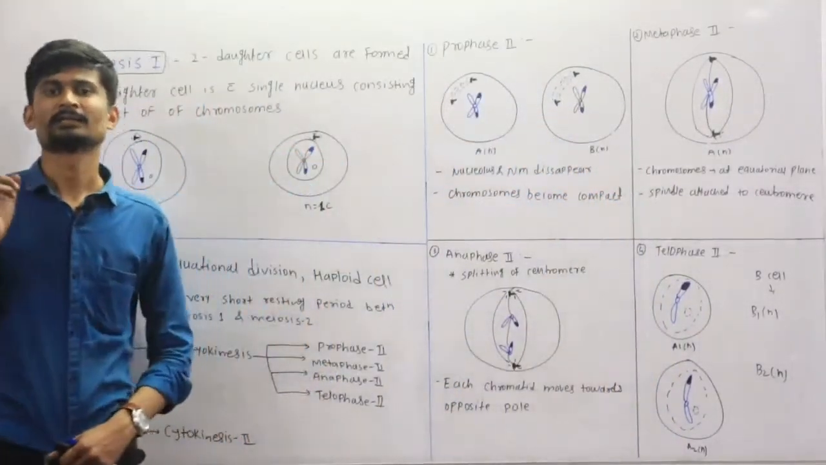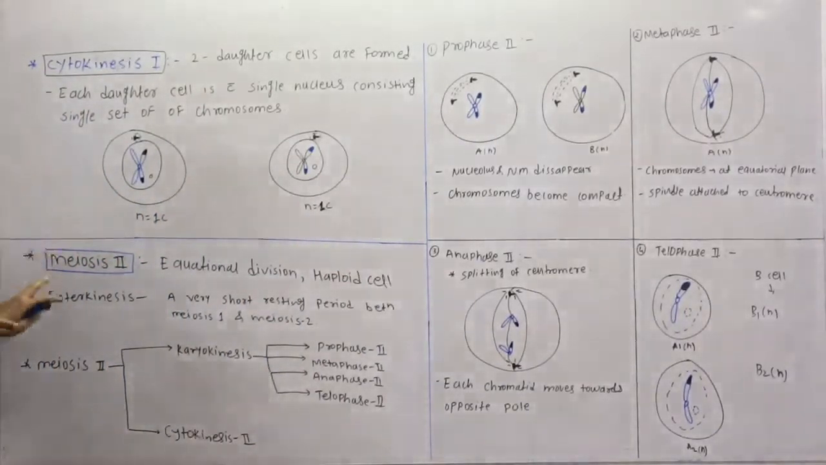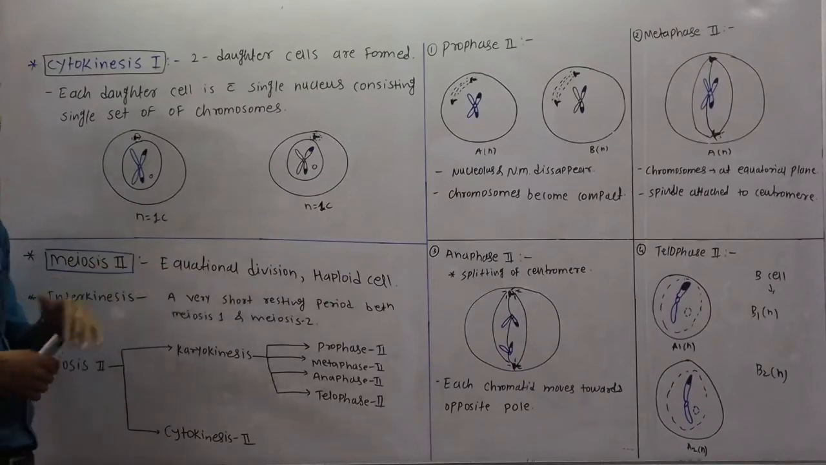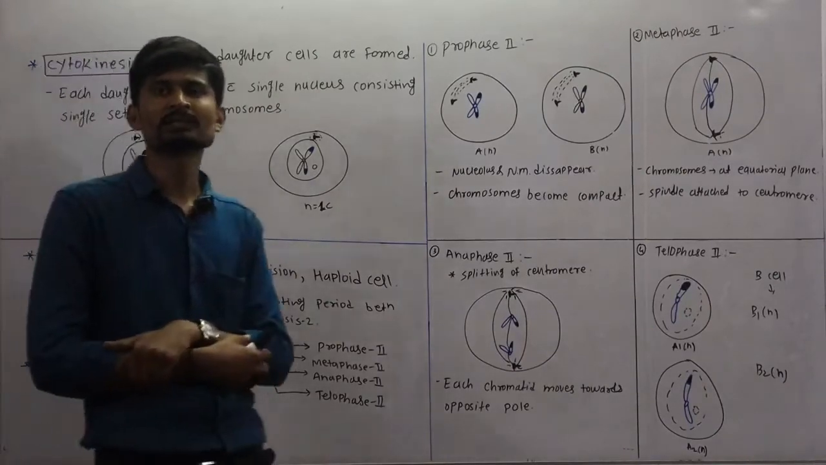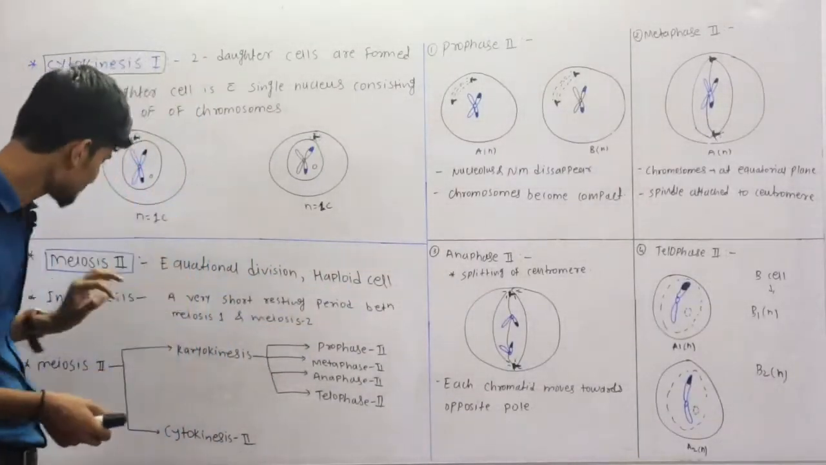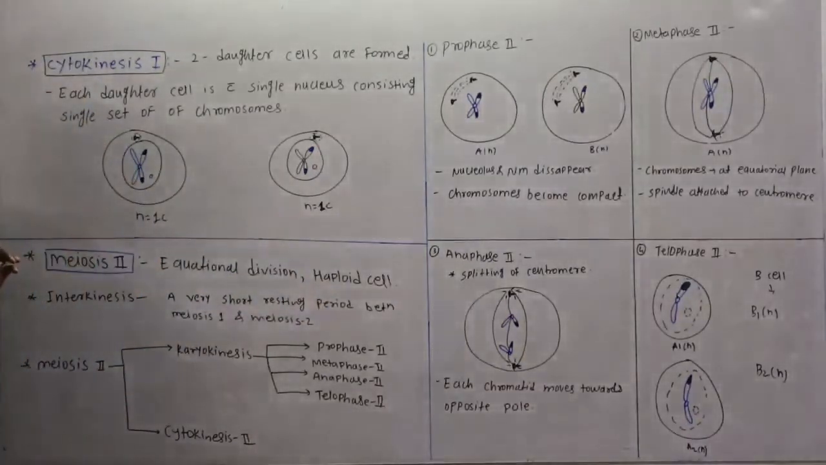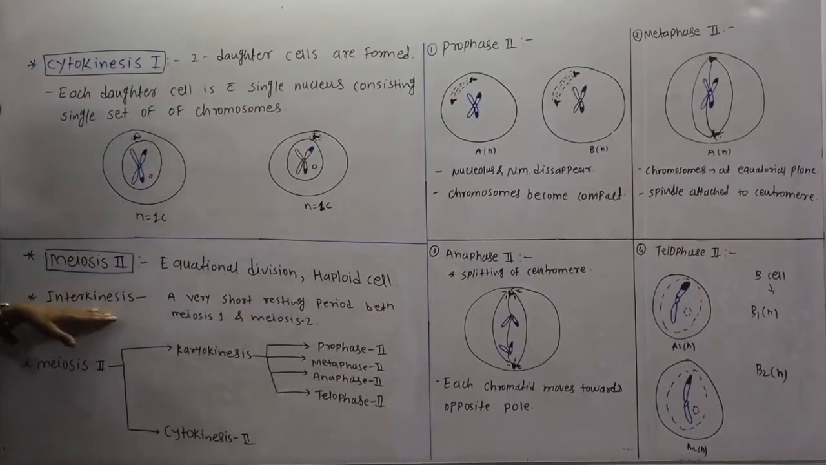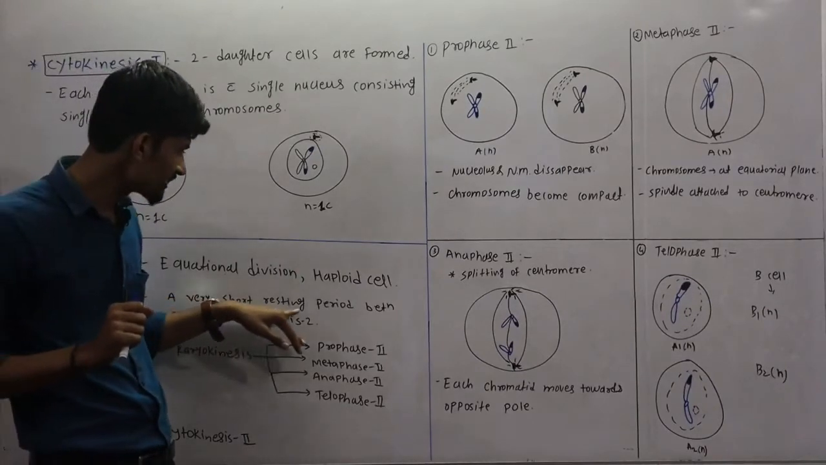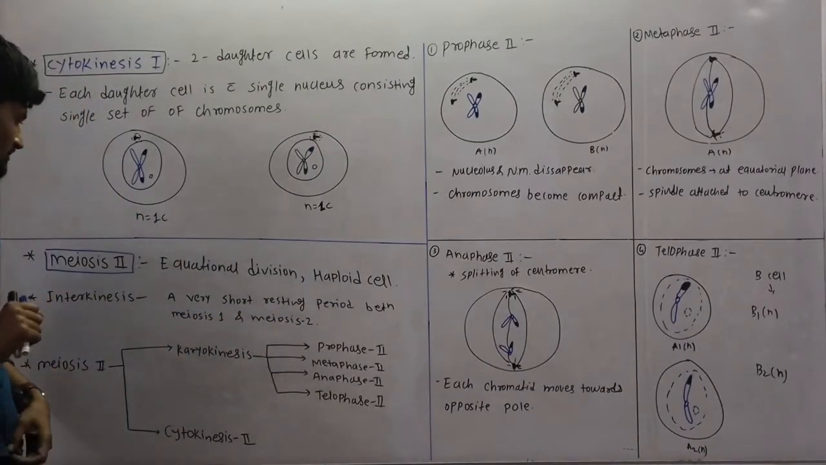Now we will start meiosis second. We completed meiosis first, all the steps. Now meiosis second is the equational division. There is no further reduction in chromosomes, and this occurs in the haploid cells, because now these cells are haploid. So meiosis second occurs in the haploid cell, not in the diploid cell. There is a short step, that is interkinesis. Interkinesis means a very short resting period between meiosis first and meiosis second.